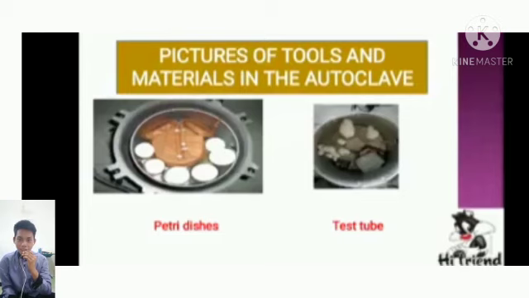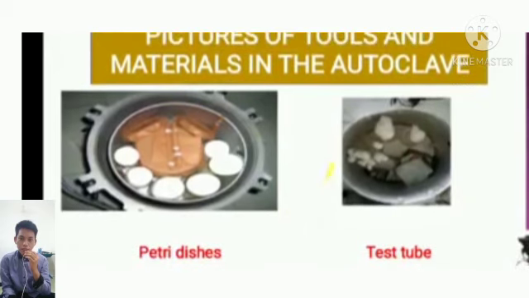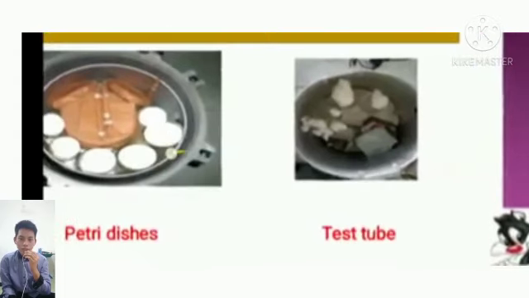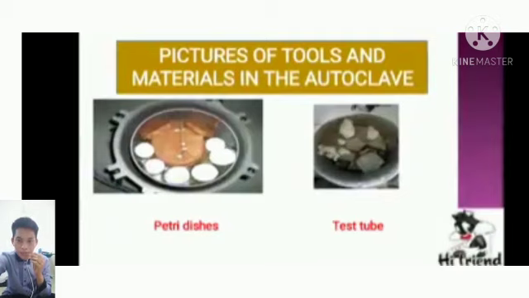Okay, next. Then we go to the pictures of tools and materials in the autoclave. This is a picture of Petri dishes and test tubes, tabung reaksi. Okay, next.